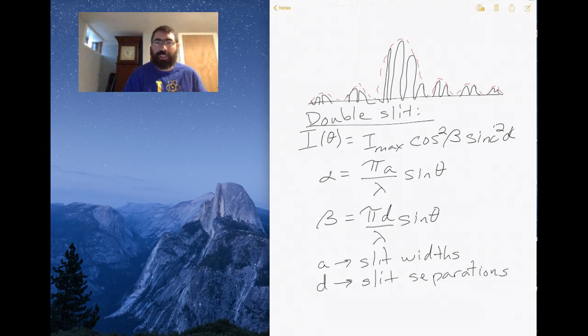Or you could play around with the alpha. You can play around with the distance between the slits, and you can play around with the actual width of the slits to try and modify this pattern, modify the intensity that you would get out of the two slits.